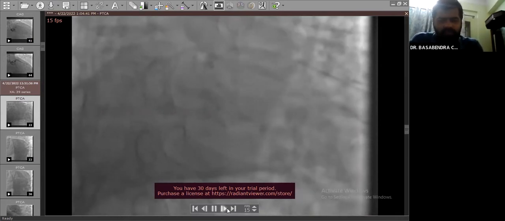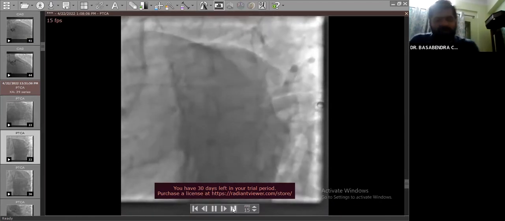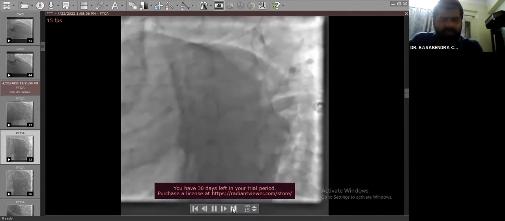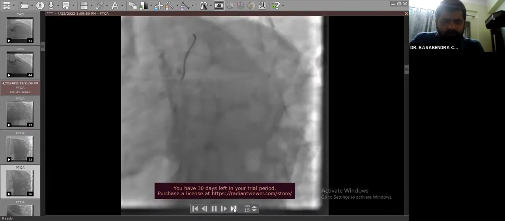So we decided to take it out and planned what would be the best option with the available hardware we had at our disposal. So we engaged the left system with the EBU 7 French guide catheter, and we tried to pass a Runthrough Extra Floppy wire through the dislodged tip, through the tunnel.